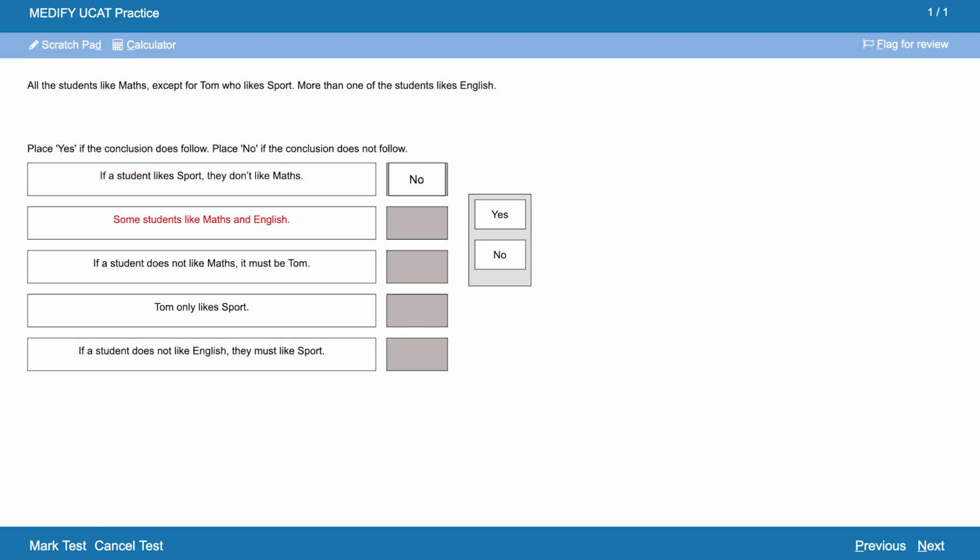The next one says some students like maths and English. So the first part of the stem says all the students like maths. So therefore, if all the students like maths, some students must like maths. And then the stem also says more than one of the students like English, so therefore if it's more than one, that means some of the students like English. So therefore here the answer is yes.